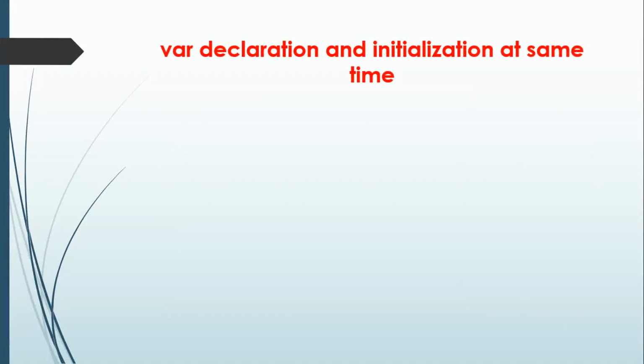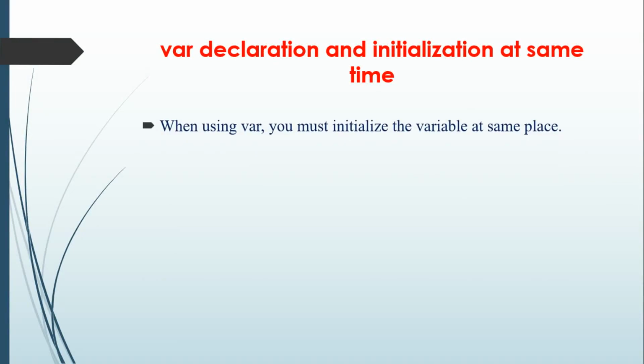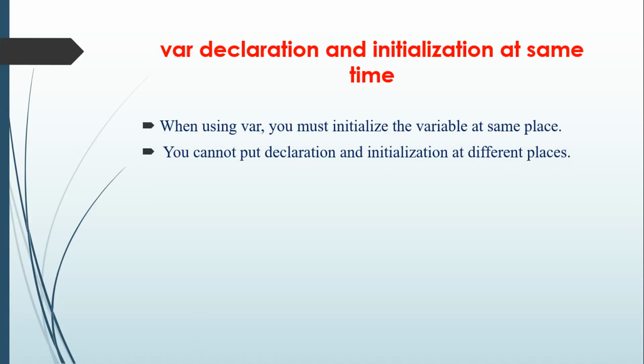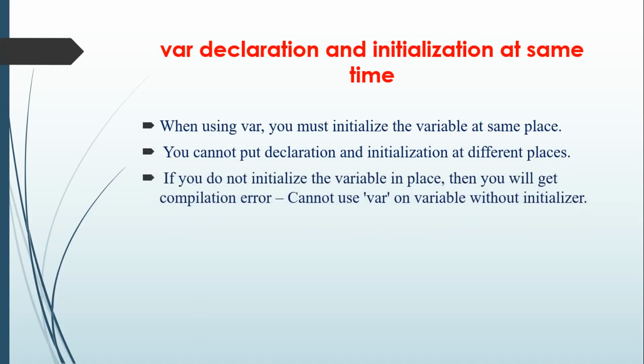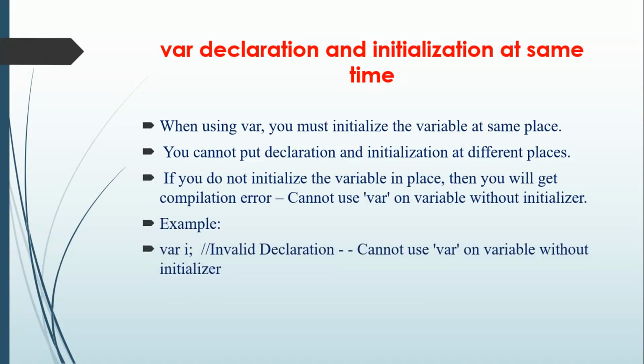Var declaration and initialization at the same time. When using var, you must initialize the variable in the same place. You cannot put declaration and initialization in different places. If you do not initialize the variable in place, then you will get a compilation error: cannot use var on variable without initializer. For example, var i is an invalid declaration. And if we use var j = 10, then it is a valid declaration. So variable declaration and initialization both must be done at the same time.